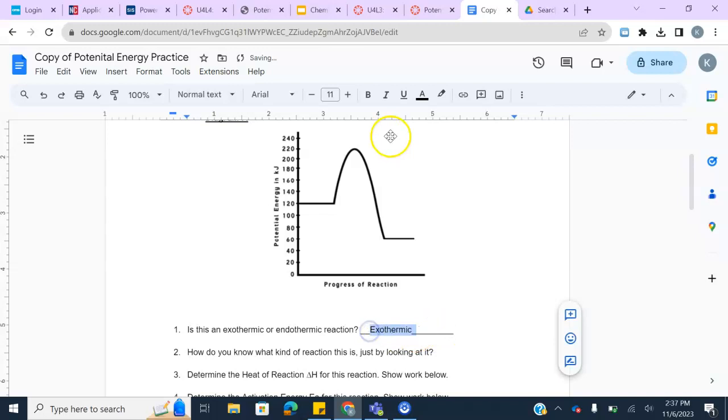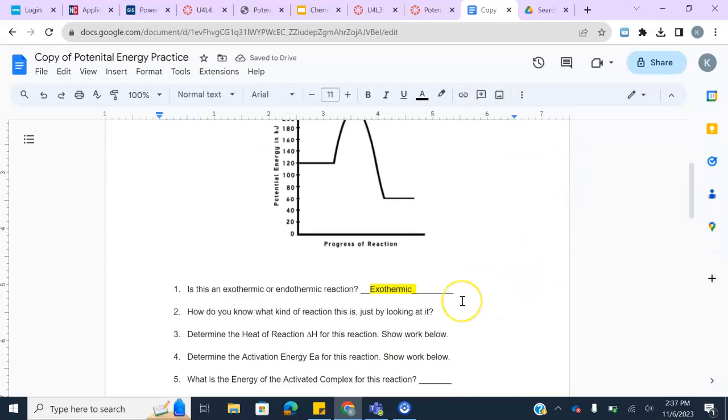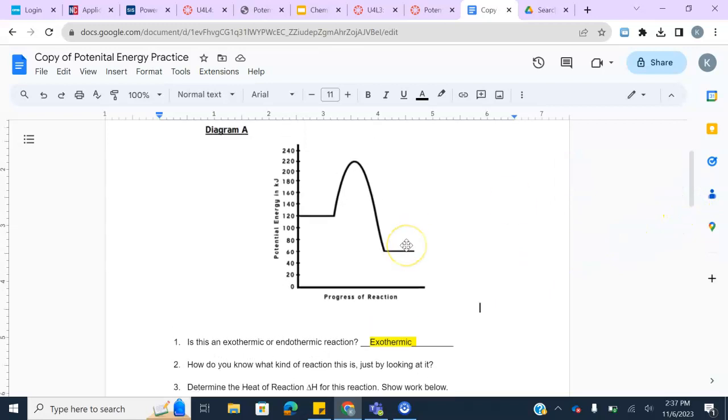And the reason I know that, which is going to be the answer to question 2, it says, how do you know what kind of reaction this is just by looking at it? Because we haven't done any calculations yet. So when I look at this diagram, we have to remember from our notes that if the energy of the products is lower than the energy of the reactants, then it is exothermic. If it's higher, it's endothermic.